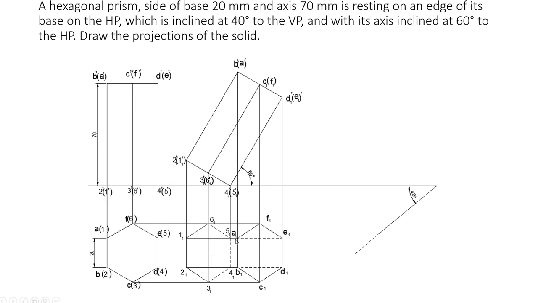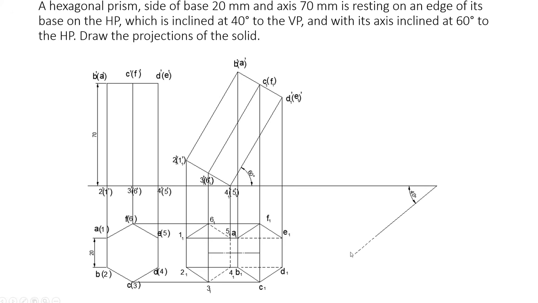Now you want to turn this diagram in such a way that, as given, the object is resting on an edge with the edge inclined 40 degrees to VP. So here it is resting on the edge 4 5. So you just draw a line at 40 degrees like this and keep some distance from here. Okay, so 3 or 4 centimeter from here. Now this is the edge on which it is resting. That edge you want to mark on that line.